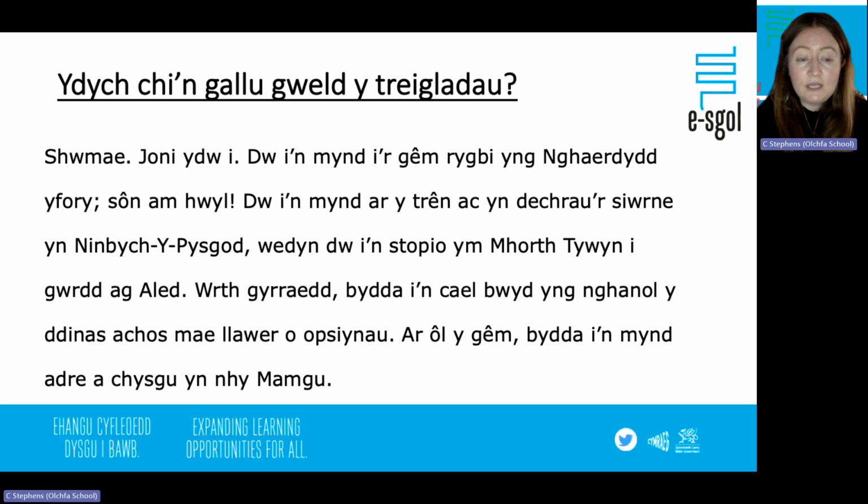Ar ôl y gêm, byddai'n mynd adre a chysgu yn hi mam gi. Same thing applies here. Okay, so I'll be going home and sleeping in my grandmother's house, yn hi mam gi. Once again, a location, a place. Doesn't have to be a town or a city. Any form of location or place is going to require this mutation.